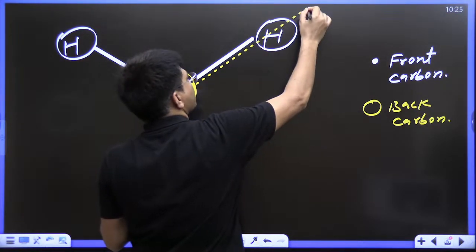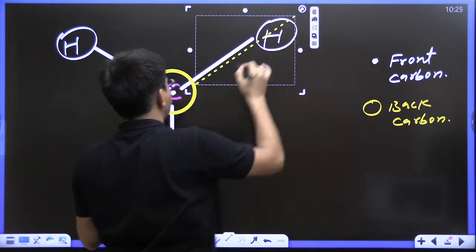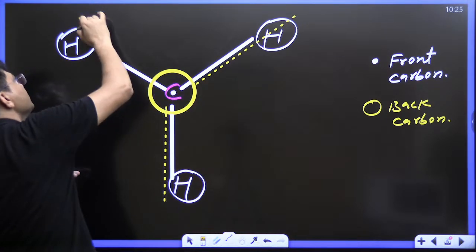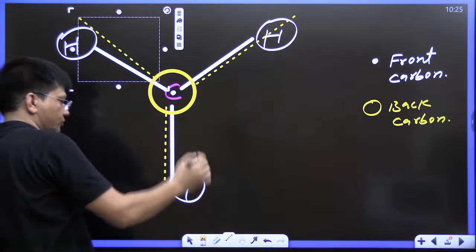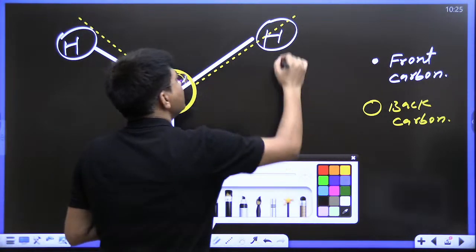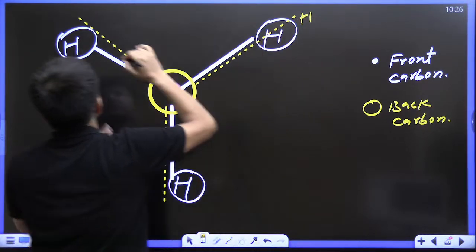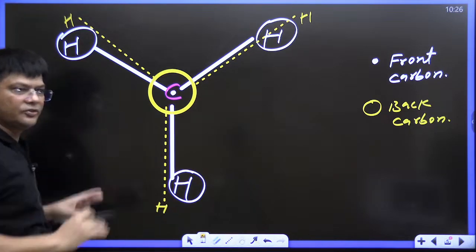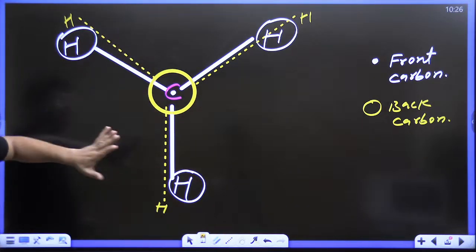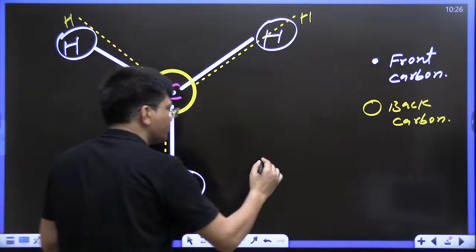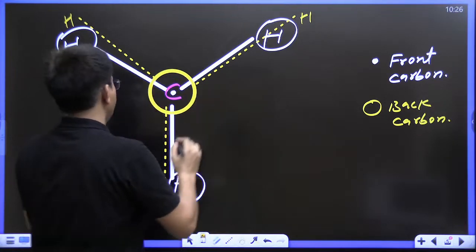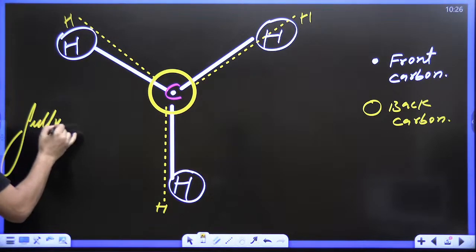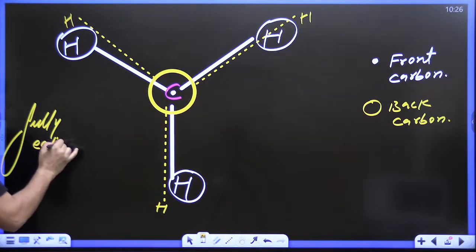See, like this. They are not visible, but I'm making them visible so that you can see. Otherwise, you will start saying, sir, where have the hydrogens gone? Now see, these are the hydrogens just lying at the back of these hydrogens. So this is your fully eclipsed form.